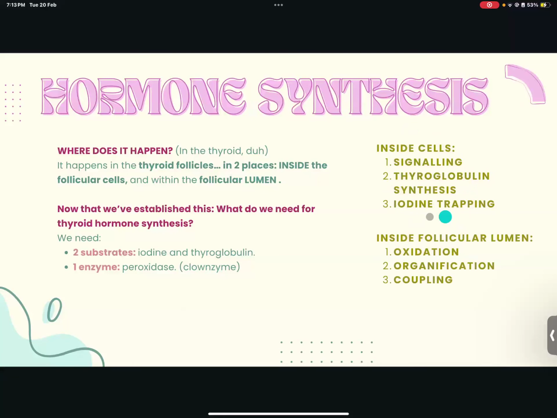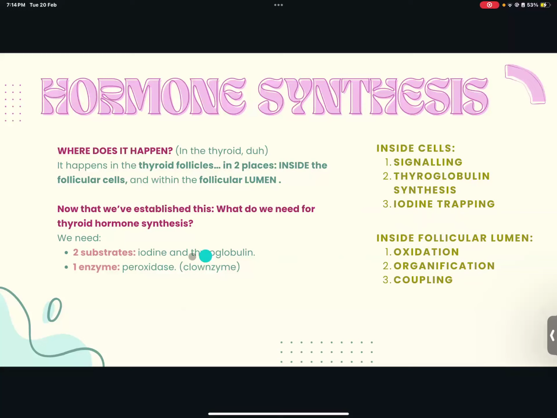As for what happens inside the follicular lumen, you have 3 steps: oxidation, organification, and coupling, and we're going to talk about those later. So now that we've established the steps and where hormone synthesis occurs, what do we need for thyroid hormone synthesis? Well, it's really simple. All you need is iodine and thyroglobulin. And you also need one enzyme, which is called peroxidase.